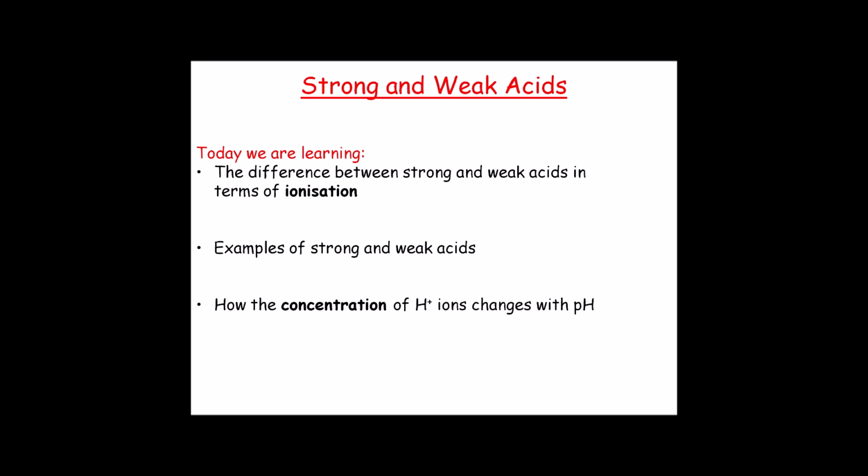We're going to look at some examples of strong and weak acids because the exam board requires you to know about 3 of each. And we're going to look at how the concentration of hydrogen ions changes with pH. So we looked at that last lesson. We looked at the fact that hydrogen ions are released by acids in aqueous solutions, so in other words when they're dissolved in water. So we're going to have a look at that and what that means for pH.